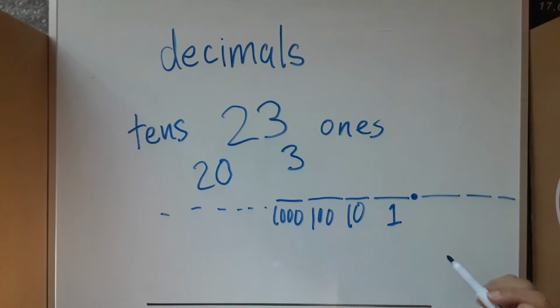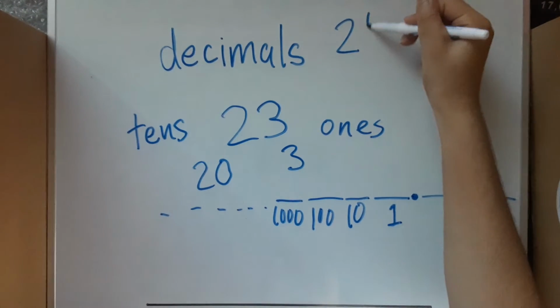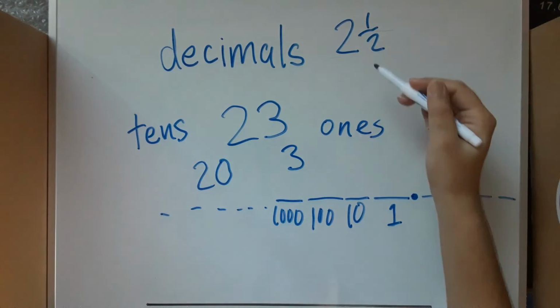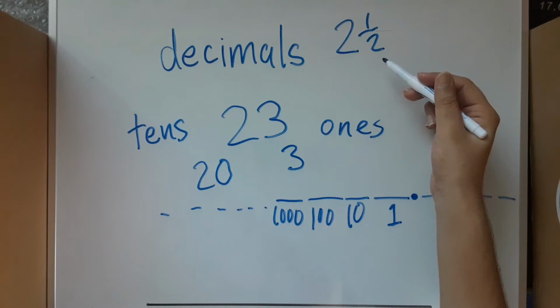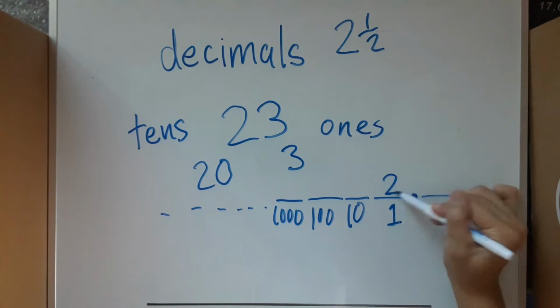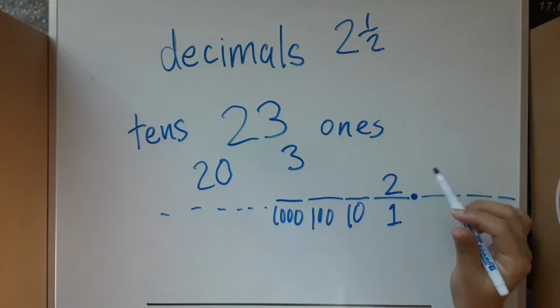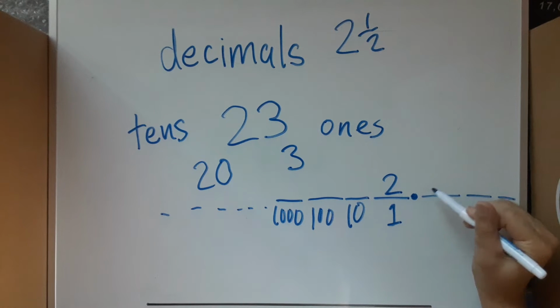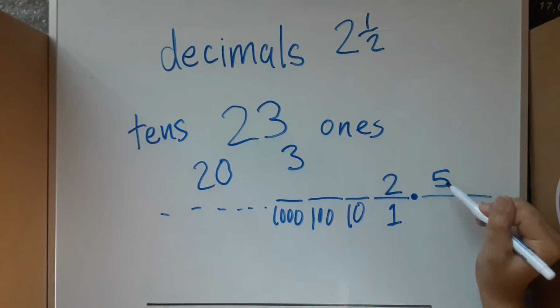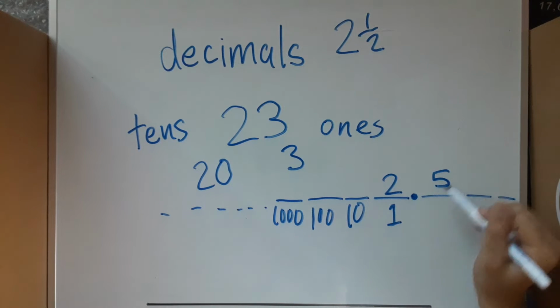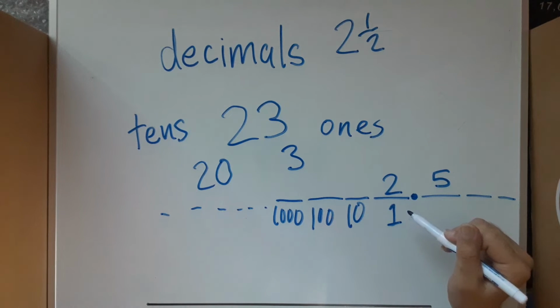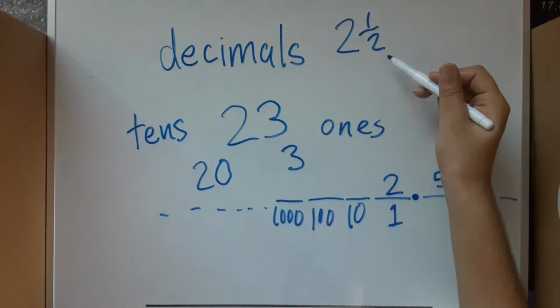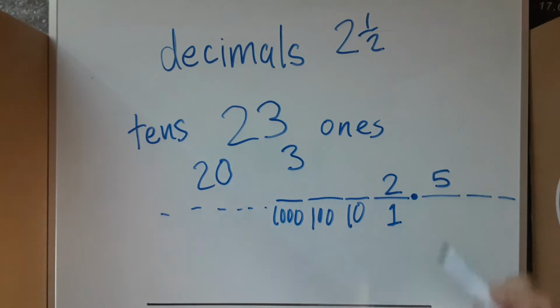Let's say you have 2 and a half. If you wanted to write this as a decimal, it would be 2 in the ones place and a half, which is written as 0.5 because 5 is half of 10. Since 5 is half of 10 and we're using a base 10 system, 2 and a half would be written as 2.5. Let's use an example.